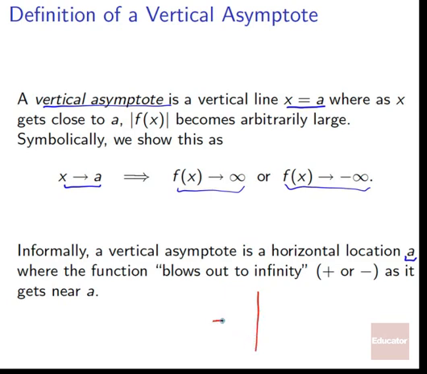So it's going to be some location a that as we get close to it, we blow out to infinity. We get very, very large numbers. So a vertical asymptote is some horizontal location, some vertical line defined by x equals a, where as we get close to it, we blow out to infinity. Maybe we blow up, maybe we blow down, but we're going to blow out to infinity one way or the other.